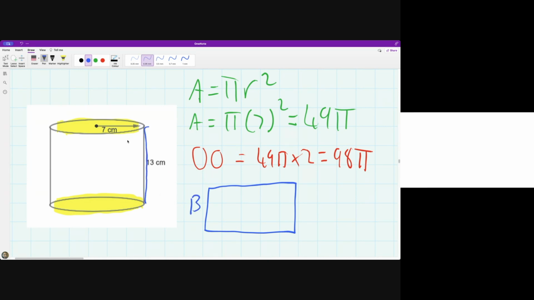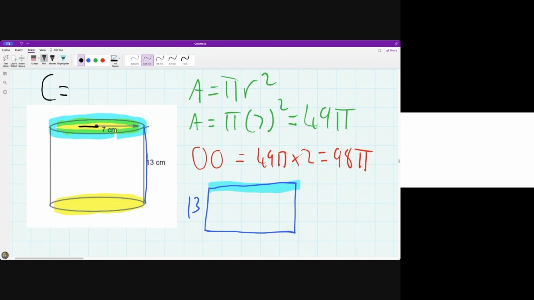Now, I need to find this thing over here, which is the circumference. Can you work out for me the circumference of the circle? What is the circumference of the circle going to be? You know the radius. What's the circumference going to be?